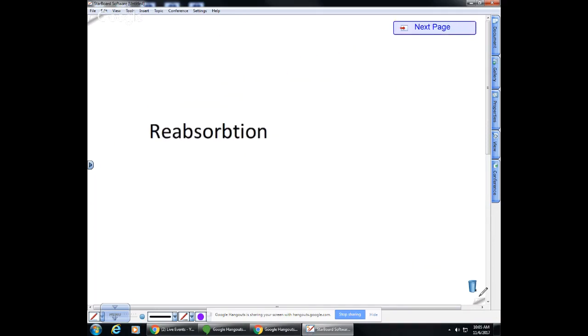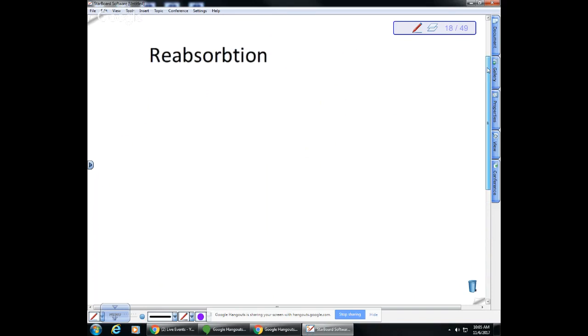Okay, so when we look at reabsorption, did I spell that right? I spelled that wrong. No, that's right. Is that right? No. It's with a P or a B? B. Reabsorption. Okay, it just looked weird up there.